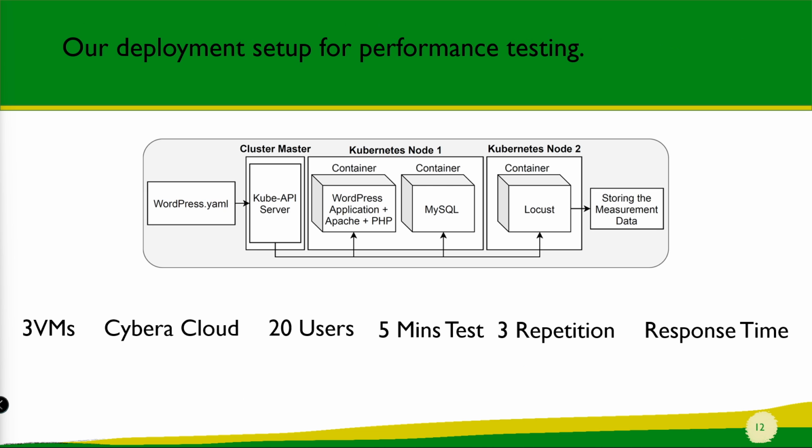This figure shows the setup for performance testing, and in our experiment, we used 3 virtual machines. We ran the experiments on CyberArk Cloud. We introduced 20 users and conducted the test for 5 minutes. We repeated the test 3 times to reduce the impact of cloud variability on our measurements. Also, the VMs are in the same network to minimize the latency. We collected the response time for our performance measurements.